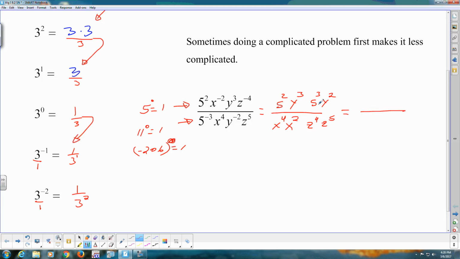Now, go through the top. 5 squared times 5 cubed. You're multiplying, so you add your exponents. y cubed times y squared is y to the 5th. x to the 4th, x squared is x to the 6th. z to the 4th, z to the 5th is z to the 9th. Okay? If it has a negative exponent upstairs, move it down and make the exponent positive. If it has a negative exponent downstairs, move it upstairs and make the exponent positive. That's all there is to it, you guys.